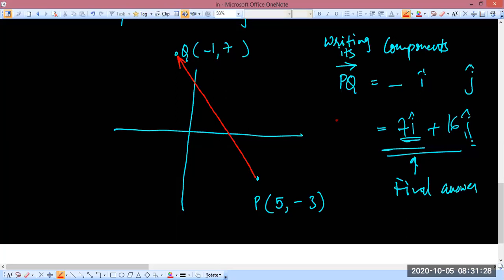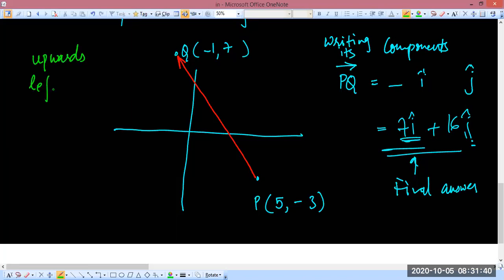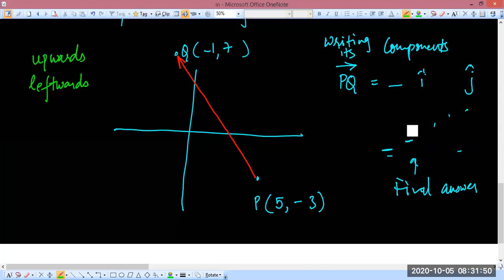All right, now let's keep it simple. Look at this vector. Do you agree that this vector is going upwards and this vector is going leftwards? Agreed? Yes or no? Upwards and leftwards. That will help you so much.